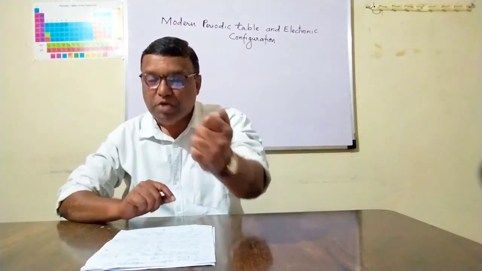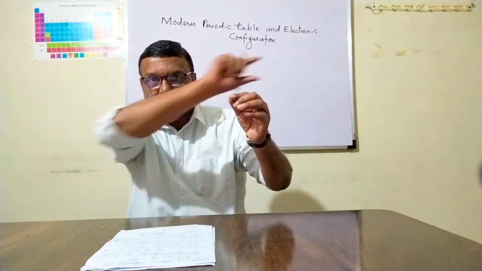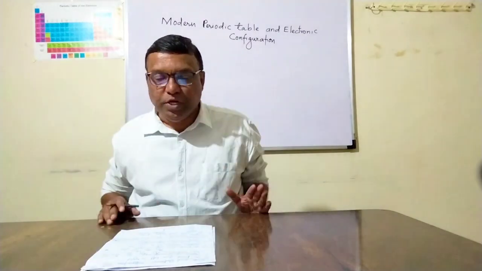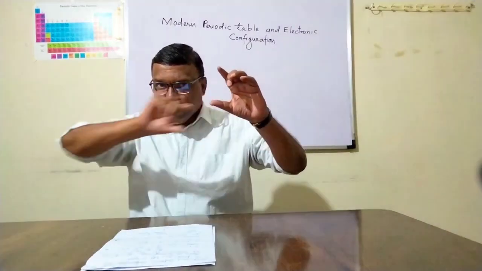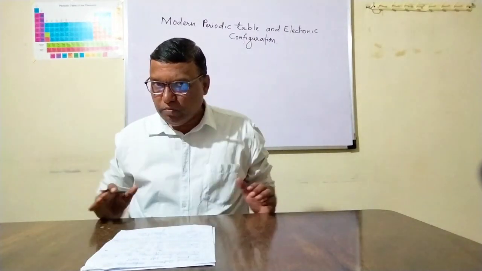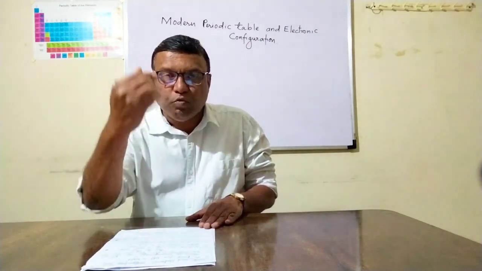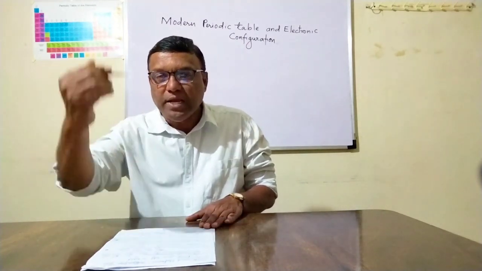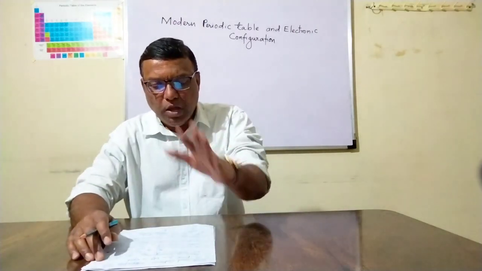Let me ask you one question. How many periods are there? Your answer will be 7. Total 7 periods are there in the modern periodic table. You can keep this concept in front of your mind. Now we have to find out what is the relation of period and electronic configuration. Let us start. Total 5 points are there.